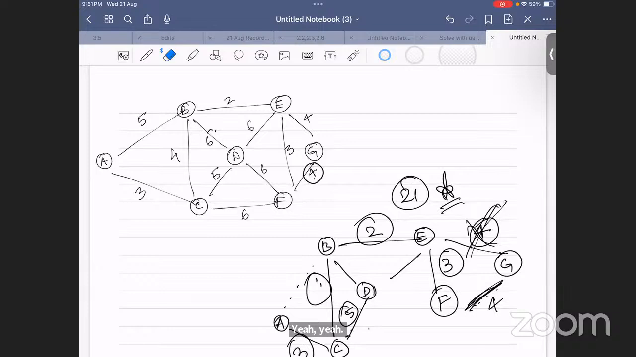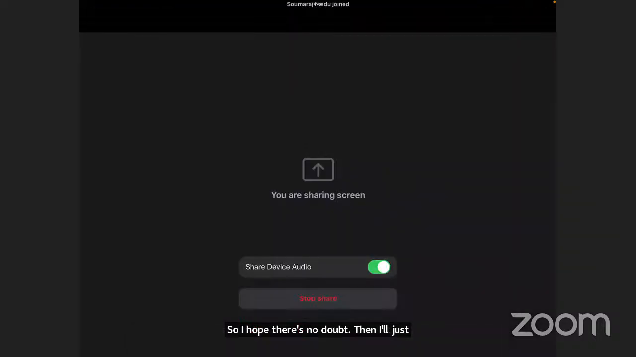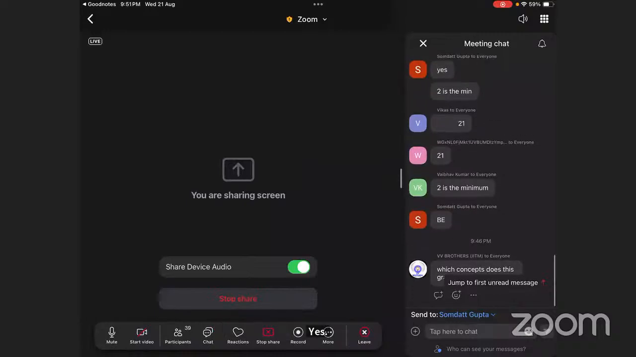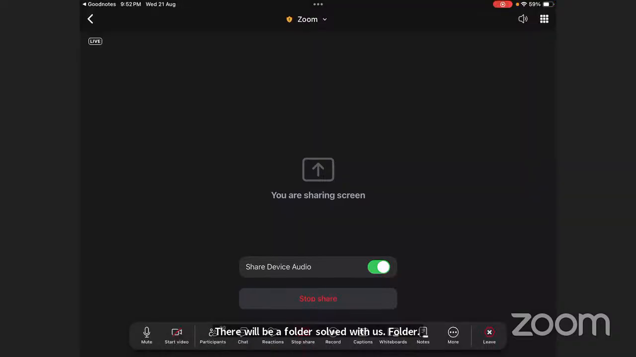So I hope there is no doubt. Will you share this PDF? This PDF is already uploaded in the supplementary content. Go to the supplementary content, there will be a folder, the Solve With Us folder, and you can find this file there. I've just stopped the sharing. You can solve 1-2 problems and then close it out. Okay, thanks.